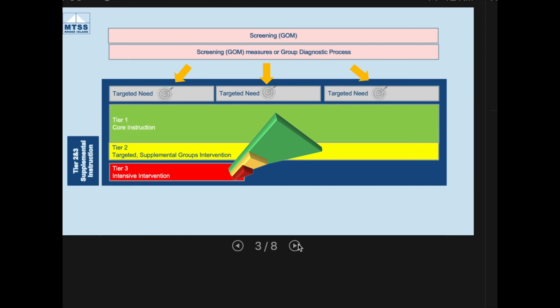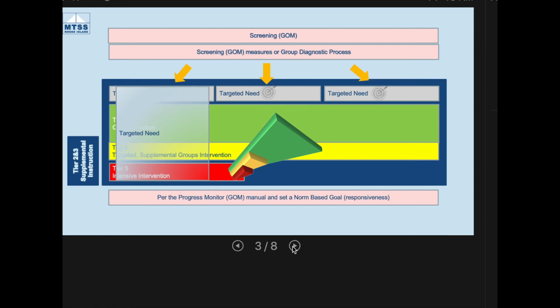This will only work when we all work together, and the students with the most need should be getting the most support. We must monitor at least the students receiving intervention by the guidelines set in the General Outcome Measure Progress Monitoring Tool Manual. This is typically the same tool as the screening tool, and we must set a goal based on norms and the benchmark, and students may exit intervention when they meet the benchmark and close the gap.